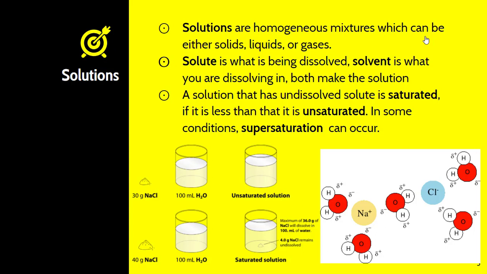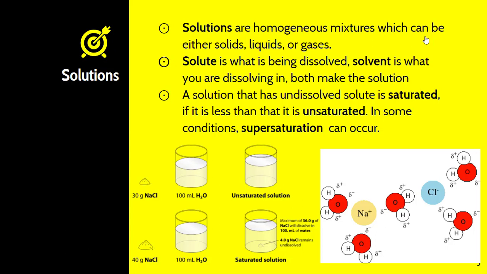The solute is what's defined as what's being dissolved. So if we're looking at Kool-Aid, we're dissolving the Kool-Aid powder. The solvent is what you're dissolving in, in this case water. And both combine to make the solution. Now, a solution that has undissolved solute is saturated. If it has less than that, it is unsaturated.